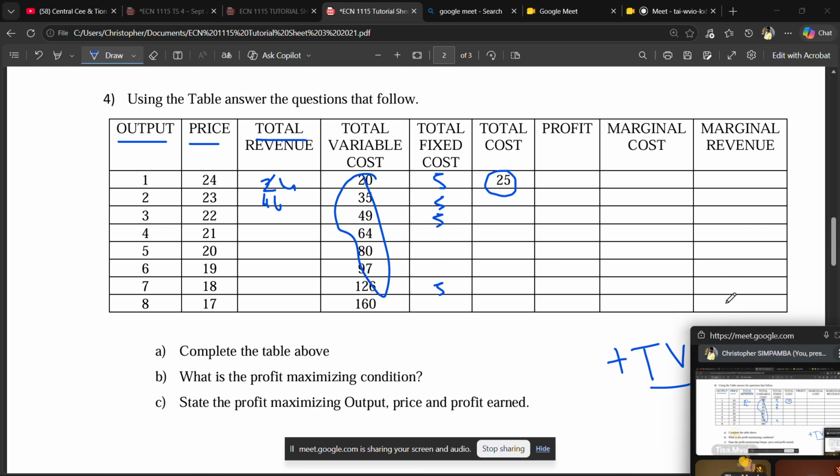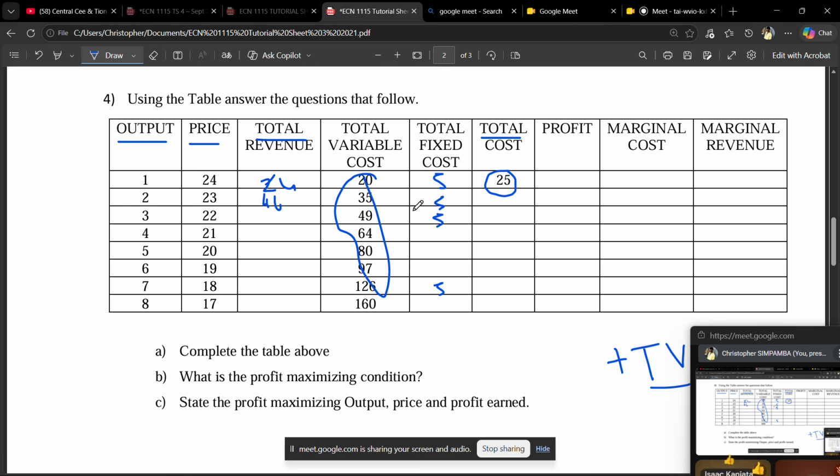Okay, perfect. So for us to find our total cost, we're now going to be adding this plus that we find there, this plus that we find there, just like that until we are done. Still just the same thing.